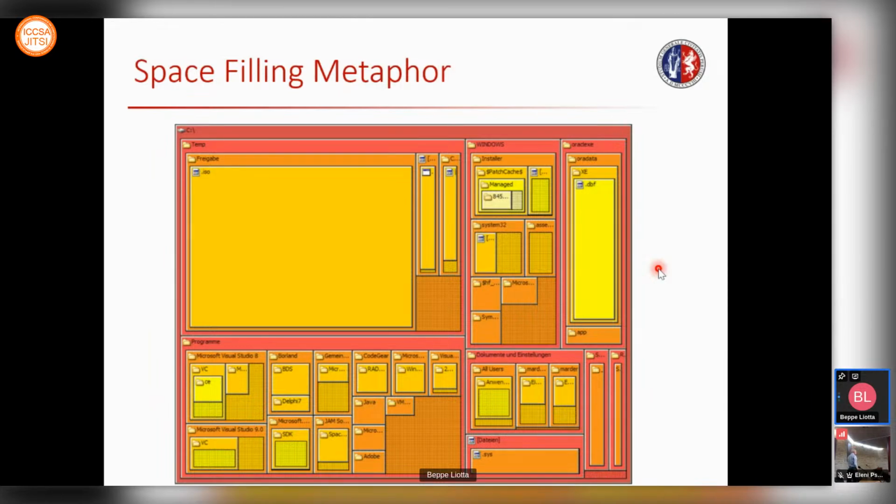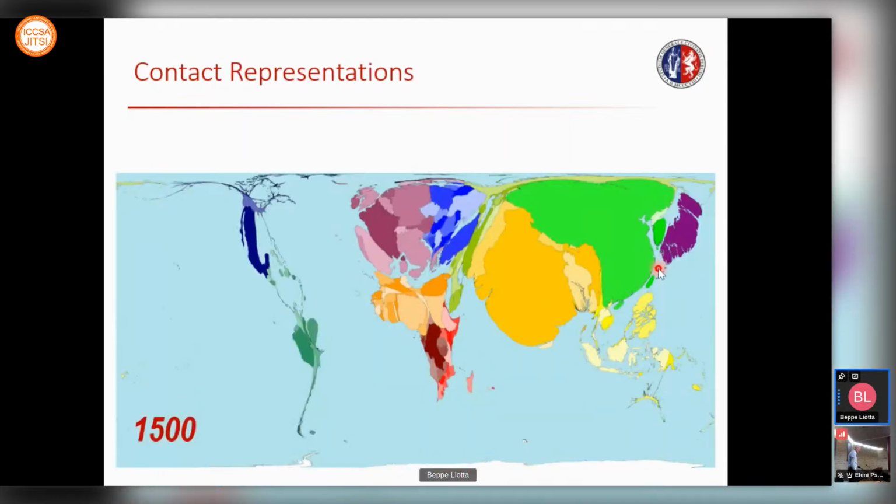It's commonly used in the operating system environments, for example, to represent the structure of the memory structure in a hard disk. Linux uses it in its kernel. Another type of related representation is the contact representation. In the contact representation, similar to the previous one, the vertices are regions, and the size of the region typically corresponds to the weight of the vertex.